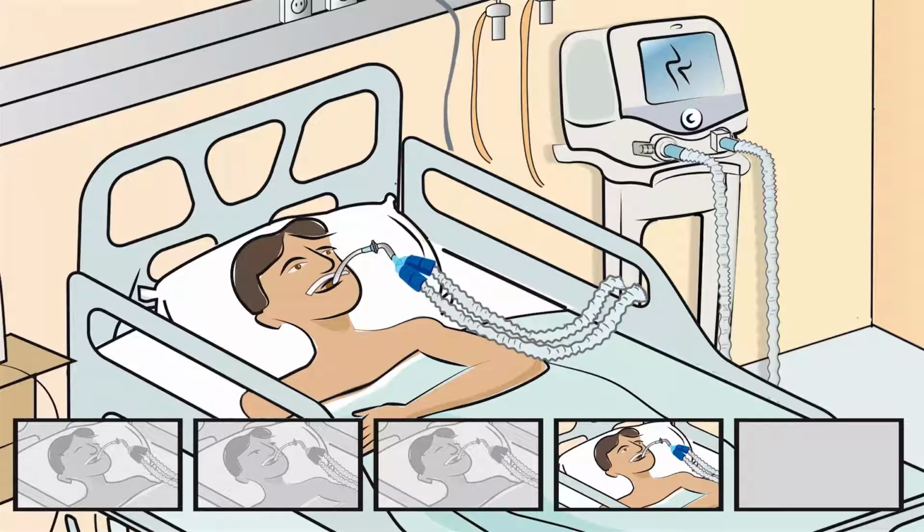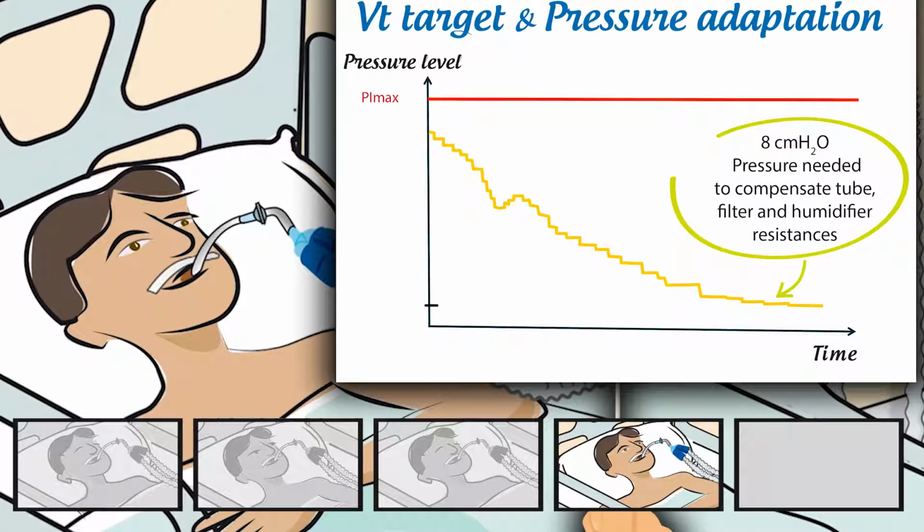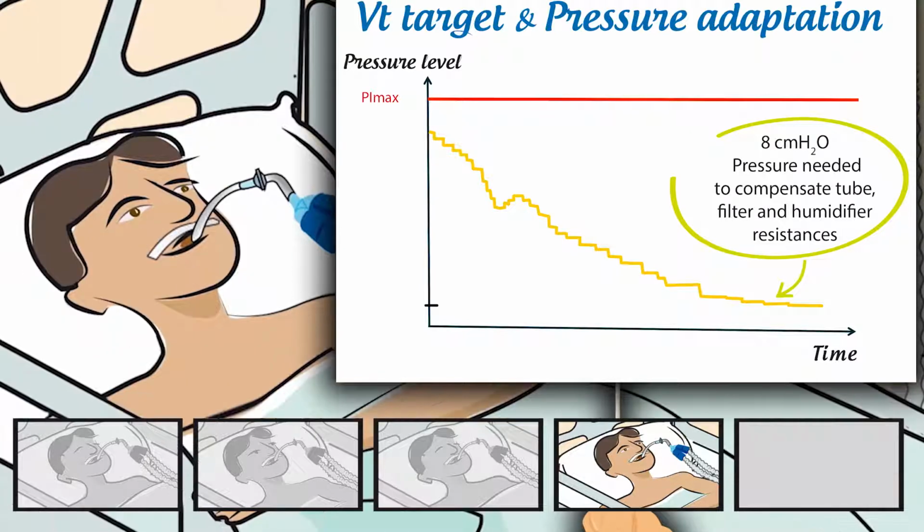Good news! Our patient now seems to be fully awake. However, he still needs some help to fully inflate his lungs. Progressively recovering, he will need less and less assistance. The ventilator will then adapt and decrease the pressure support level to maintain a target tidal volume.